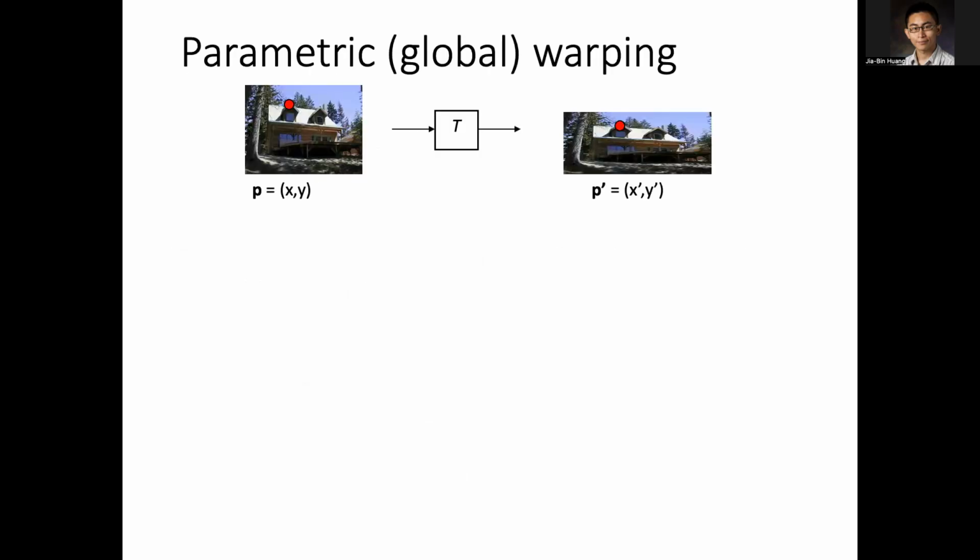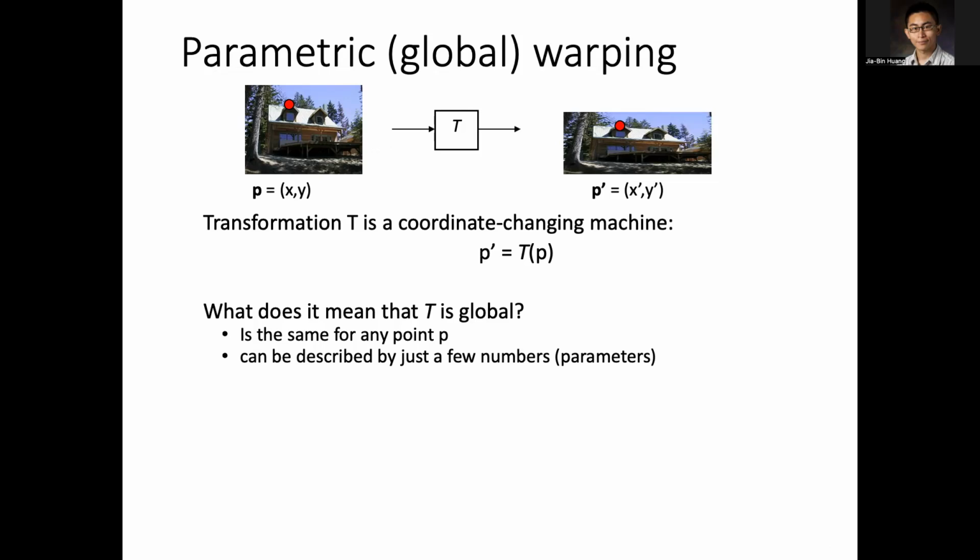So here's the so-called transformation, the class of transformation. You can think of a transformation as essentially a coordinate changing machine. I have an x, y coordinate, and I want to change the coordinate to x prime, y prime, so P is transformed to P prime. When we say the transformation is global, what we mean is that it applies to any point. There's only one transformation that describes the transform from one image to another.